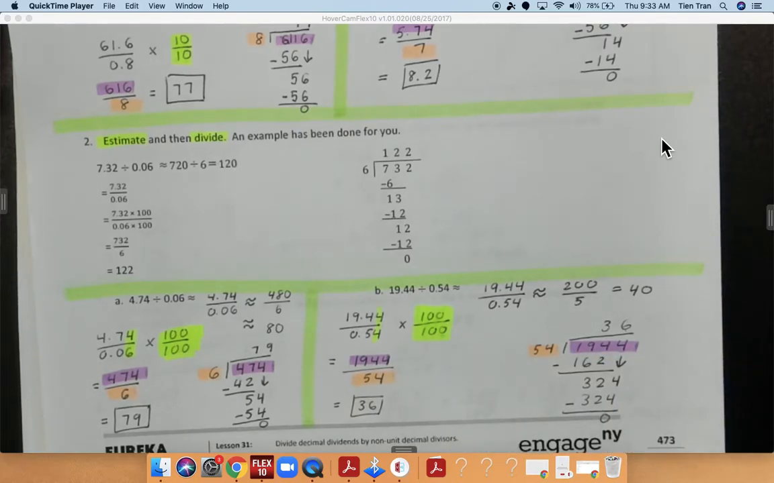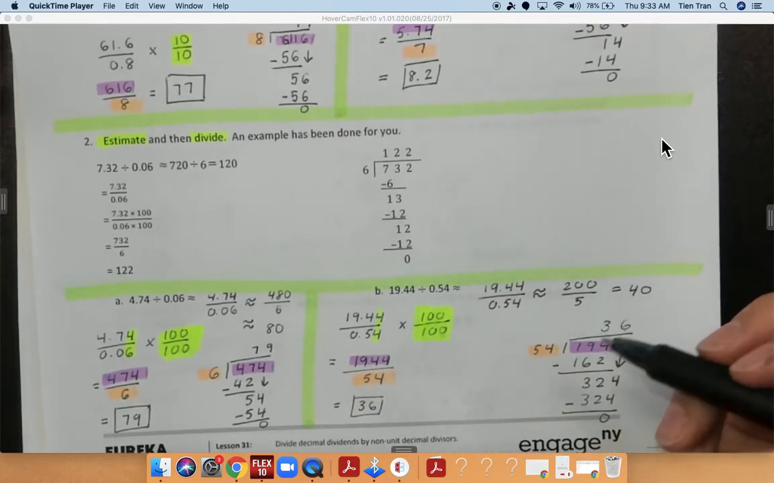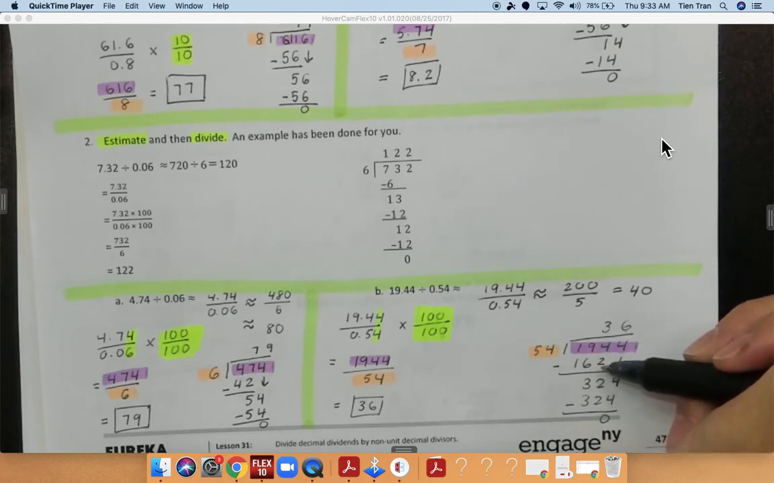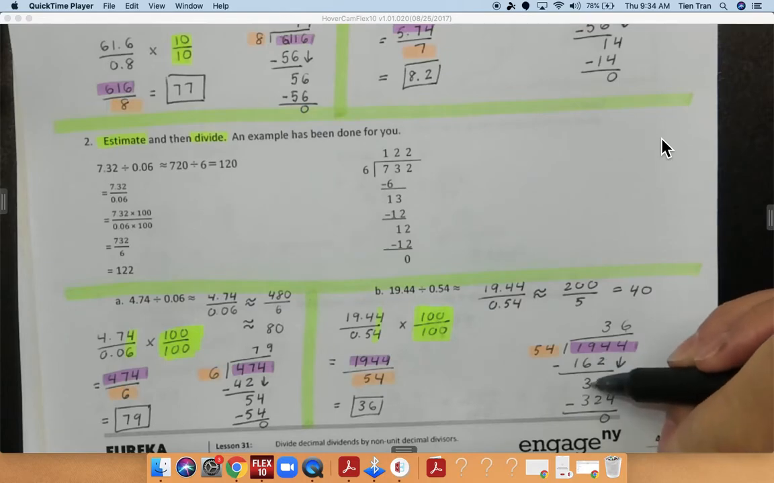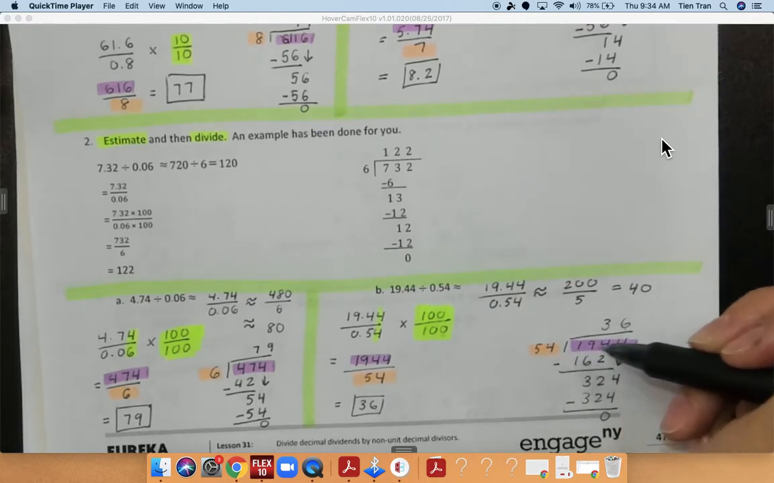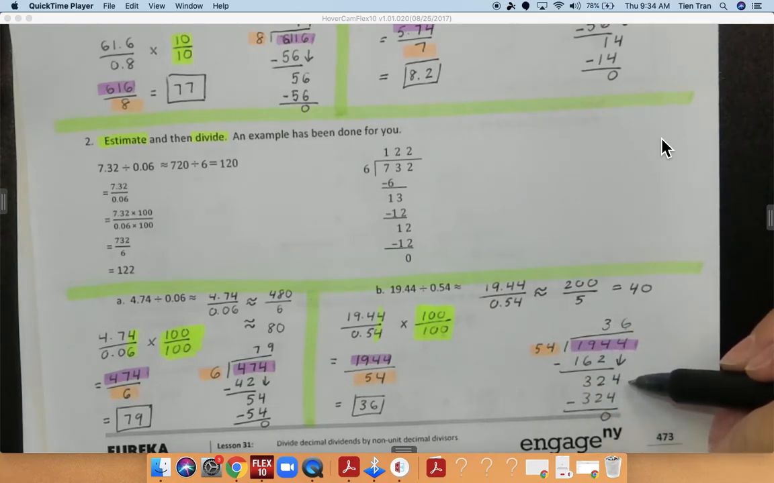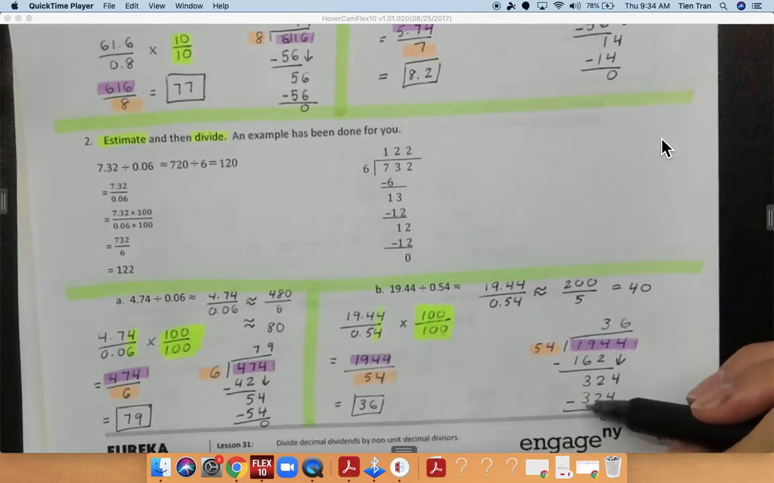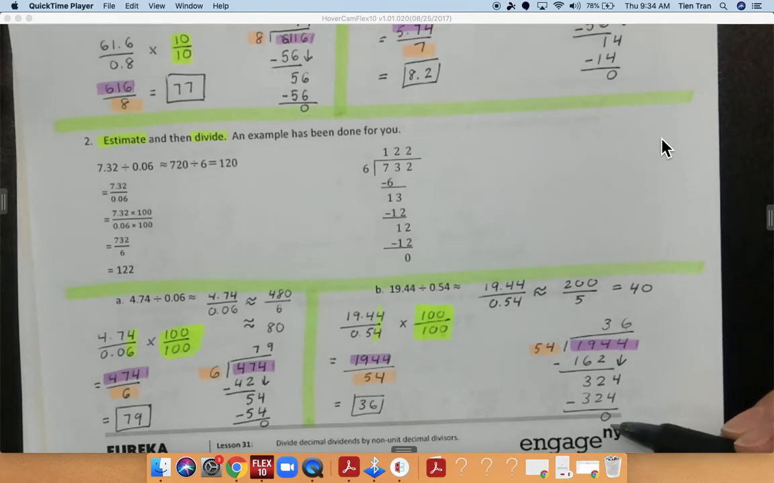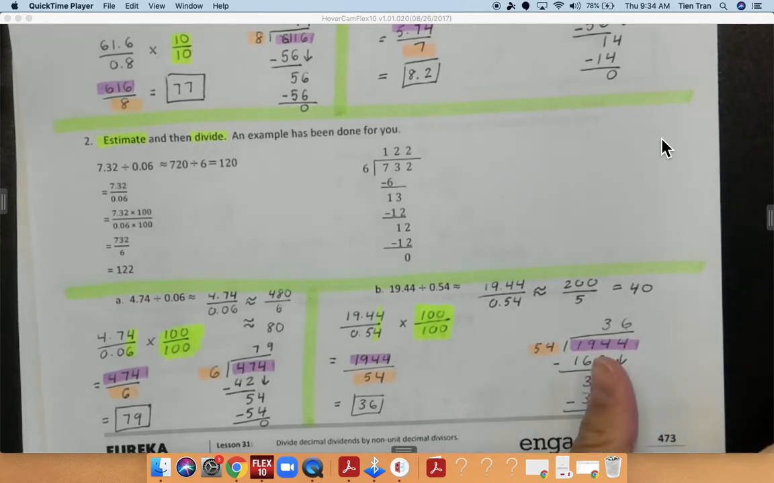54 can go into 194 3 times. 54 times 3 is 162. 4 minus 2 is 2. 9 minus 6 is 3. Bring down your 4. 54 can go into 324 6 times. So 324 minus 324 is 0. So our final answer is 36.